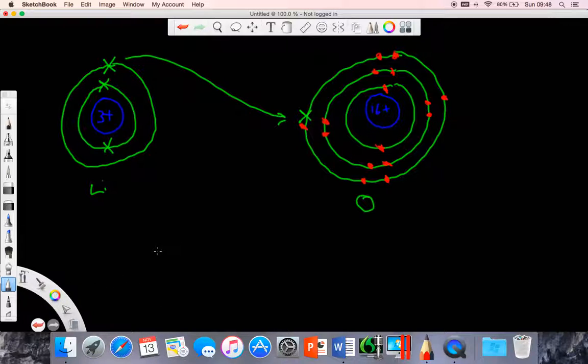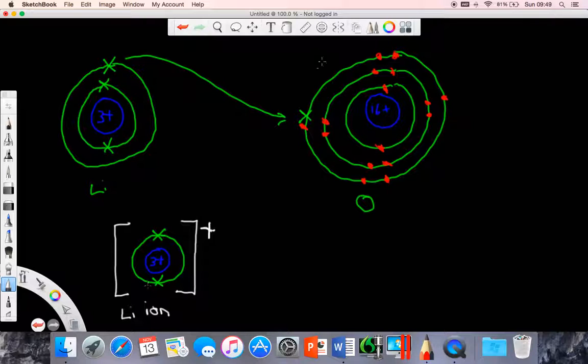It will become a cation because it will become positive. It still has 3 protons in its nucleus, and its outer shell will now have 2 electrons because it's given 1 away. To show that it's an ion, we need to draw brackets around it. It's now become a positive cation because it's lost 1 of these electrons. It has 3 protons, 2 electrons. So that is our lithium ion.